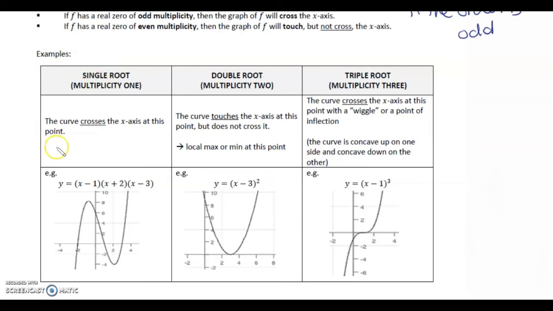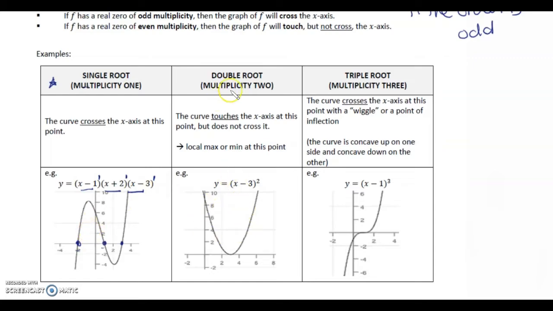Up until now, we've only really focused on single roots, so multiplicity 1 or order of 1. This is when the curve crosses the x-axis at a point. So we have a cubic function here, and we have x minus 1, so it goes through at 1, x plus 2, it goes through at negative 2, x minus 3, it goes through at 3. There's 3 roots there. All of these factors have an exponent 1 on them. That means it goes through.